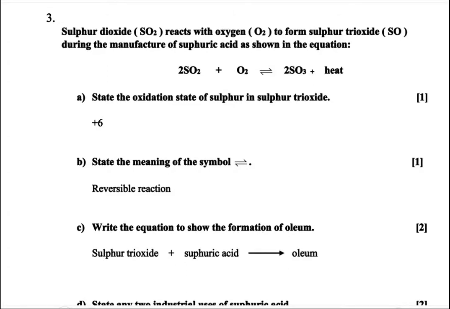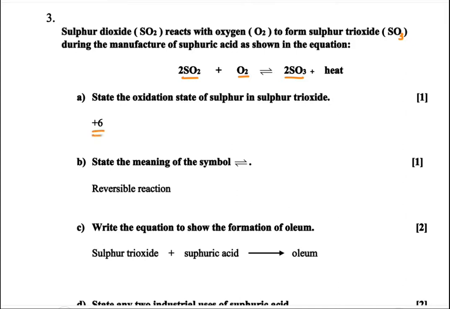Welcome guys, we're looking at question number 3, Combined Science, November 2020, Paper 2. It reads: sulfur dioxide reacts with oxygen to form sulfur trioxide. So the reaction is in this way, and then it forms sulfur trioxide. There's a mistake here, it's supposed to be 3. Then, state the oxidation state for sulfur in sulfur trioxide.